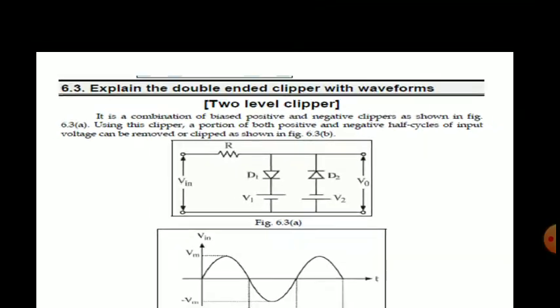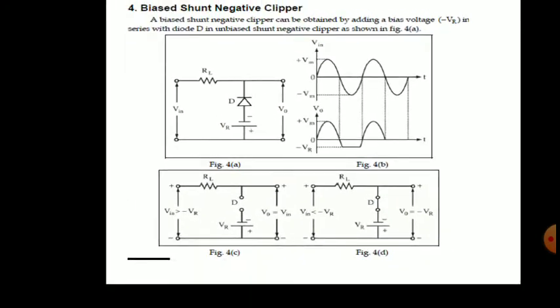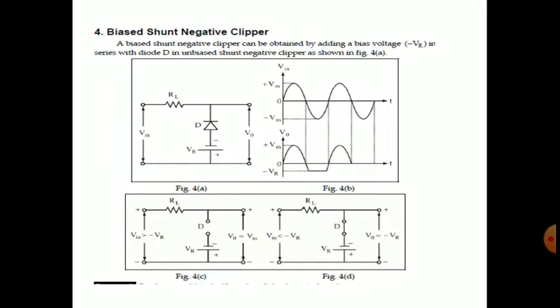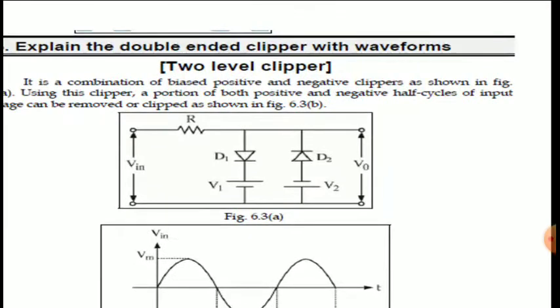Just compare this circuit with the biased circuits. See, this is a shunt negative clipper. Remember the diode direction: it is towards the y axis, upwards, and we have minus VR. This is the second portion, D2 and V2, a shunt negative clipper. And the diode direction below, towards the x axis, with VR1, is a positive clipper. So both are shunt clippers, but one is a positive clipper and the other is a negative clipper.